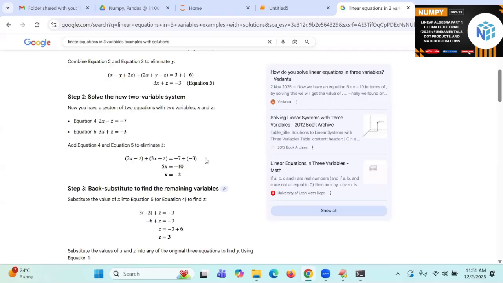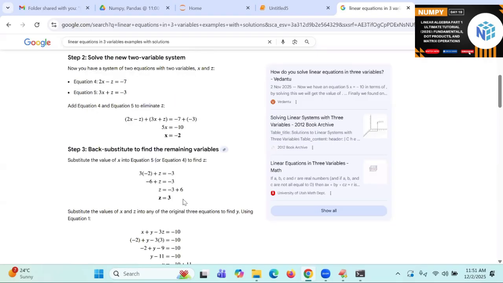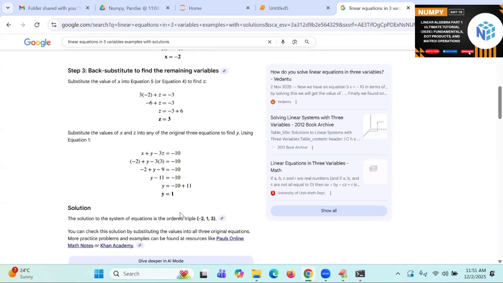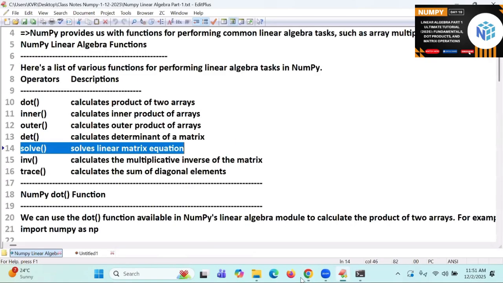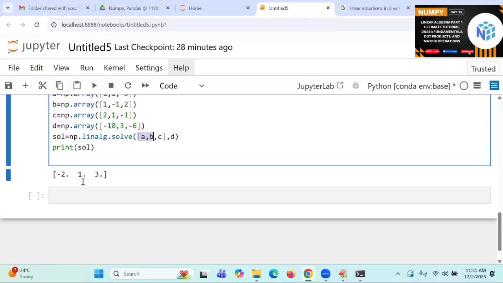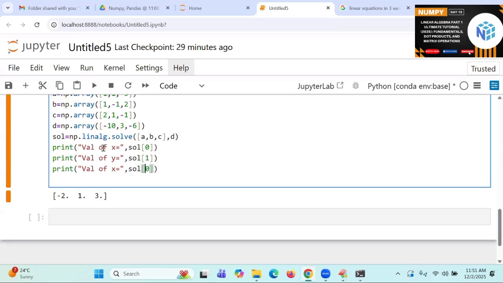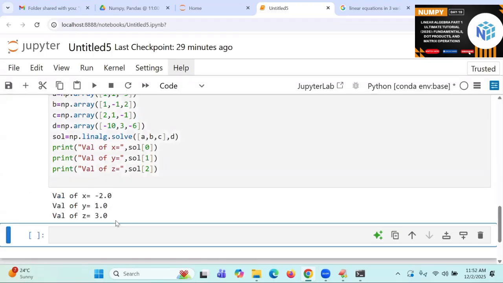What is the value of this? X is minus 2, Z is 3 and Y is 1. So this is the given solution. Print the value of x is equal to solution of 0, that is the index. Y is solution of 1. Next is called 2, Z. So you are getting the values minus 2.0, 1.0 and 3.0.